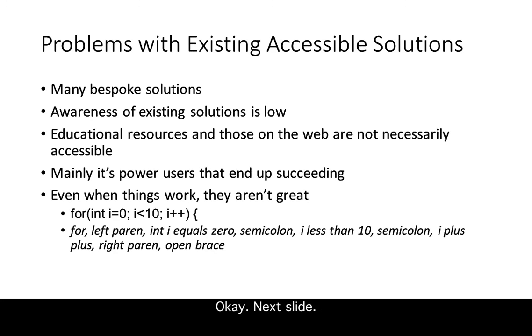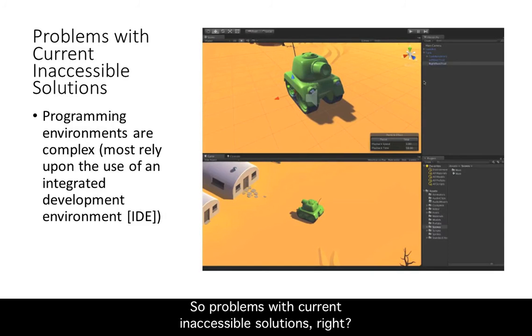Okay, next slide. So, problems with current inaccessible solutions, right? We have a screenshot on the screen here, and I'll do the standard ironic thing where the blind presenter is doing image description. What we have here is a game under development, and we've got 2 windows. There's a tank driving around a desert environment on the left-hand side. And then on the right-hand side, we have a ton of menus and options and different customizable things that can occur.